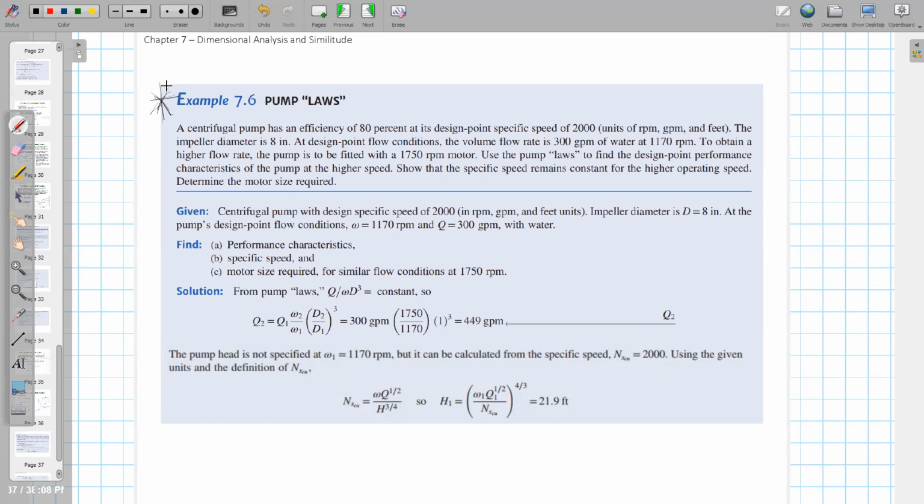All right, we still have a little bit of time left, so let's quickly go through the solutions for midterm 2.